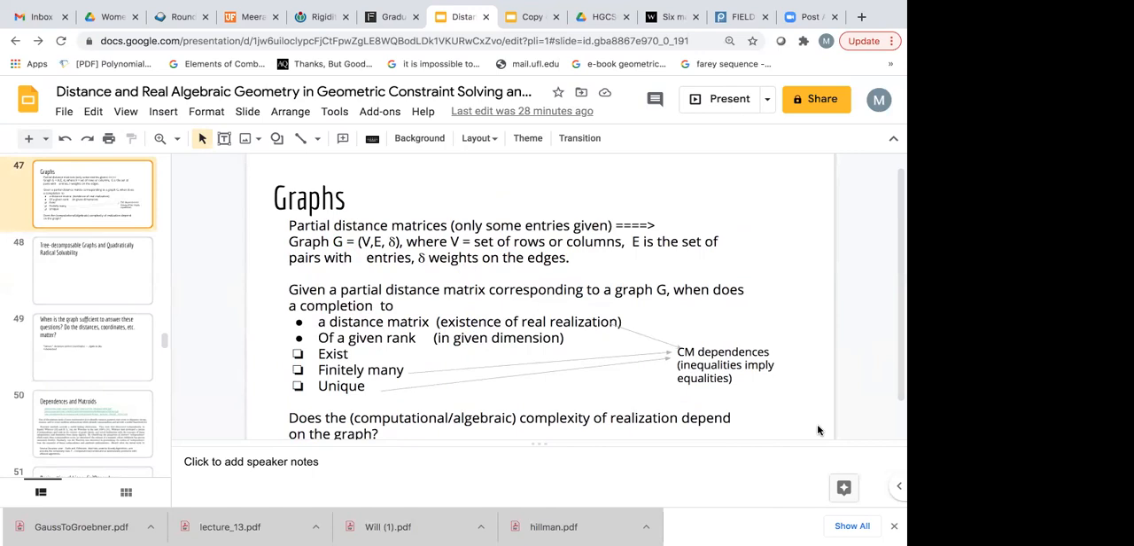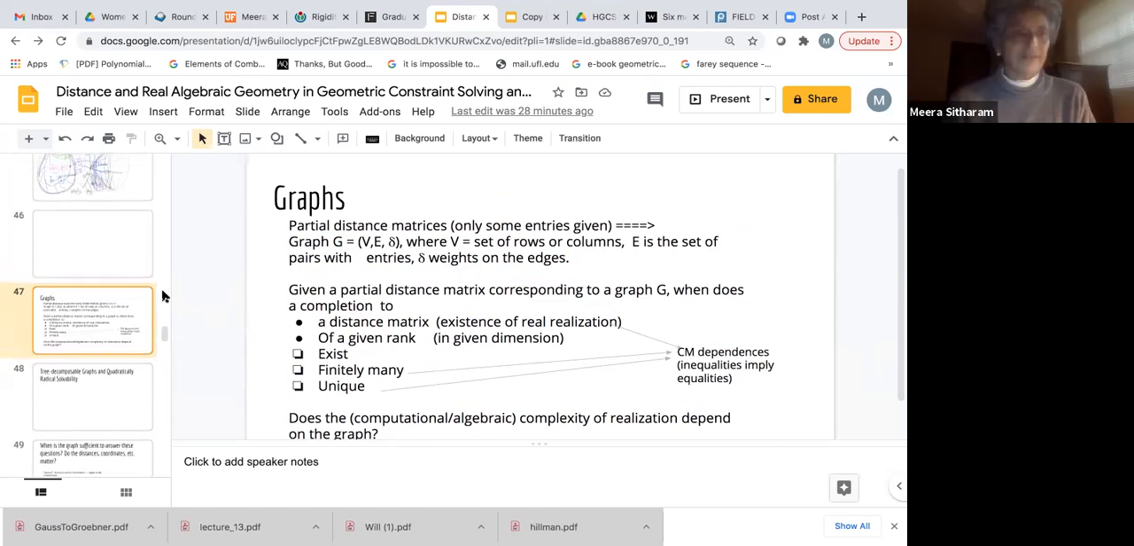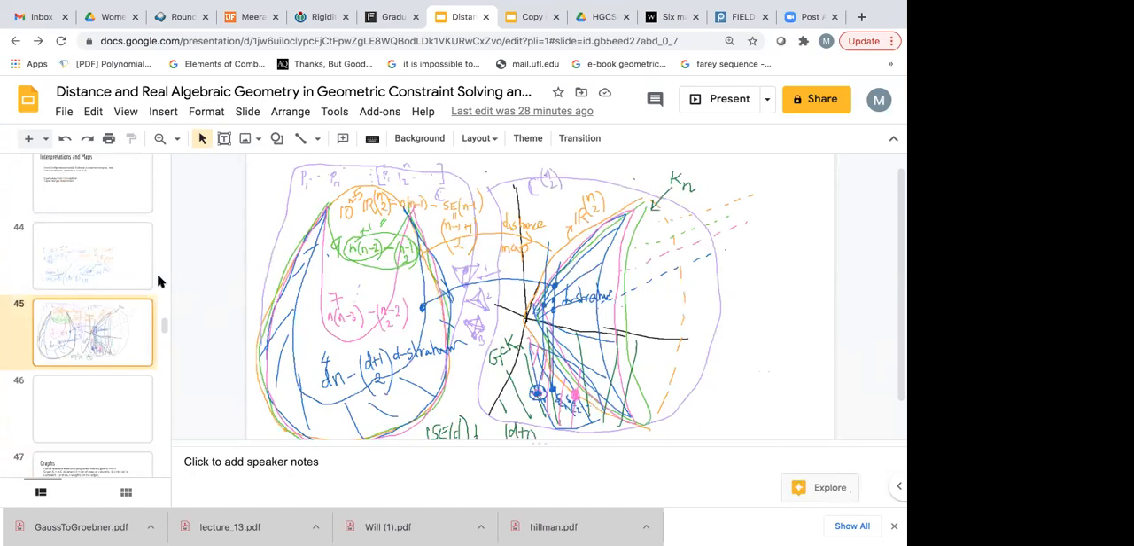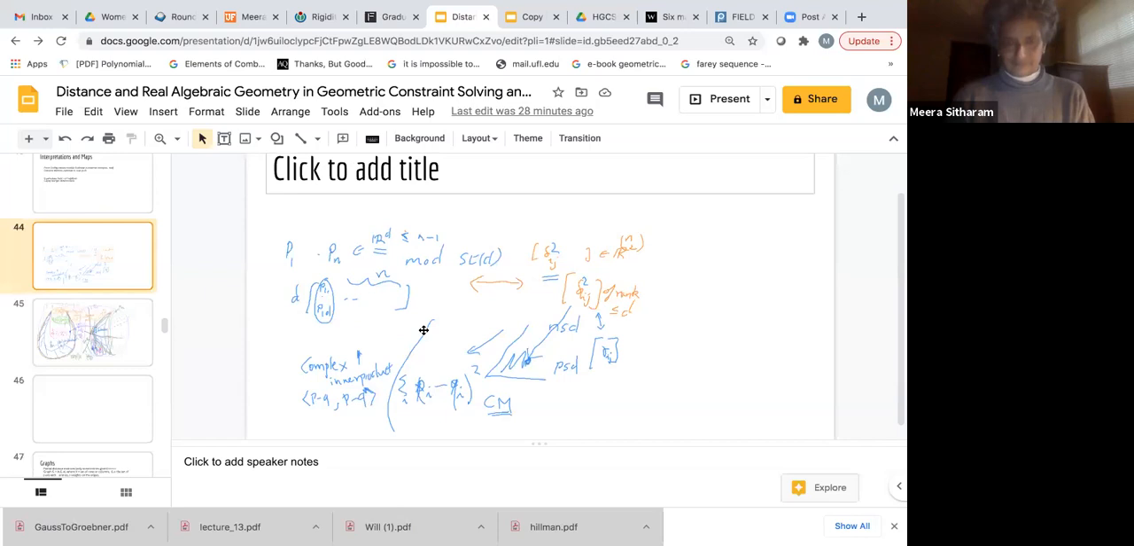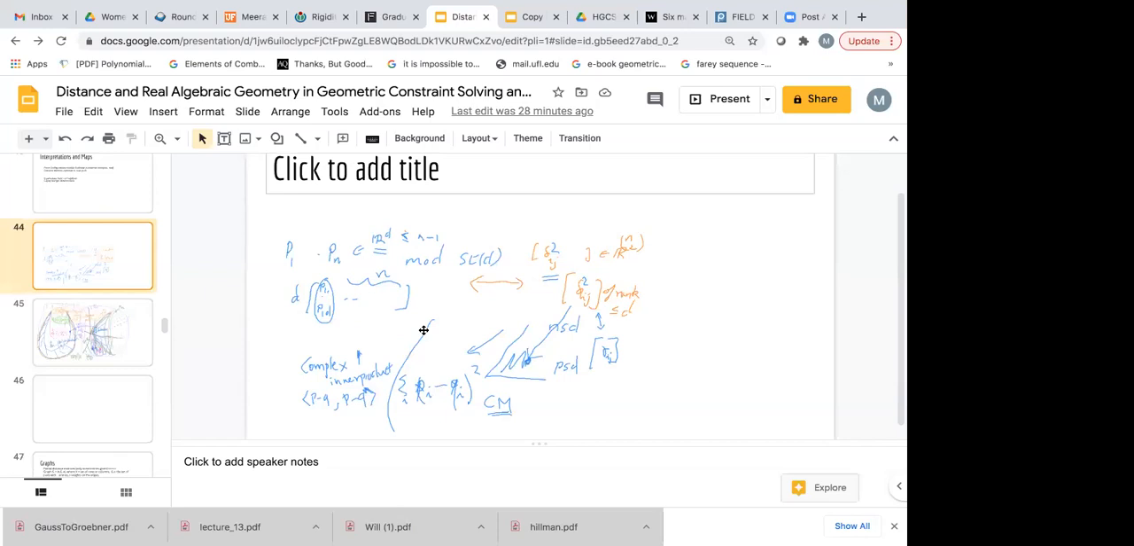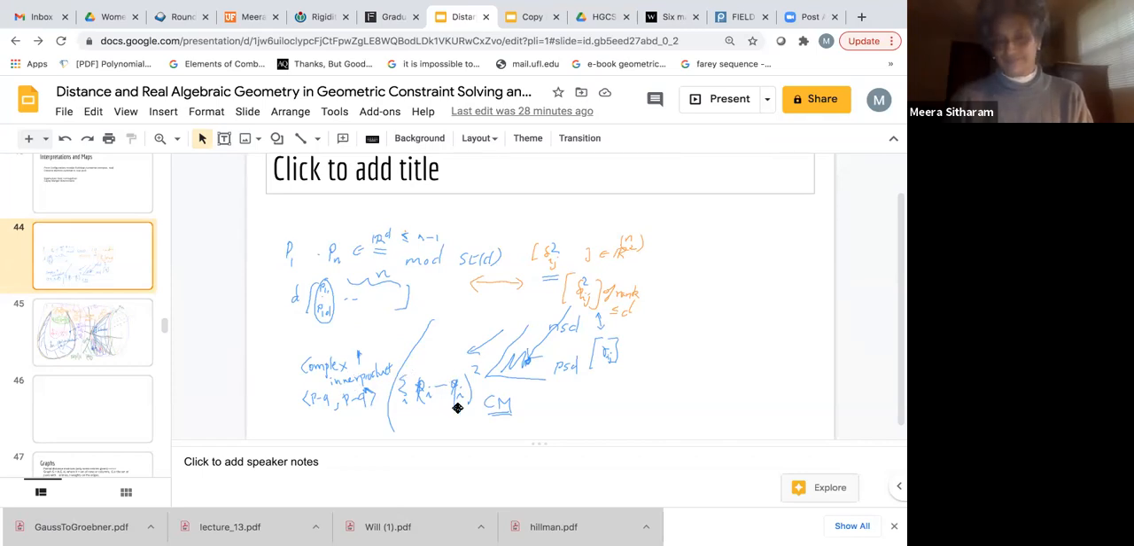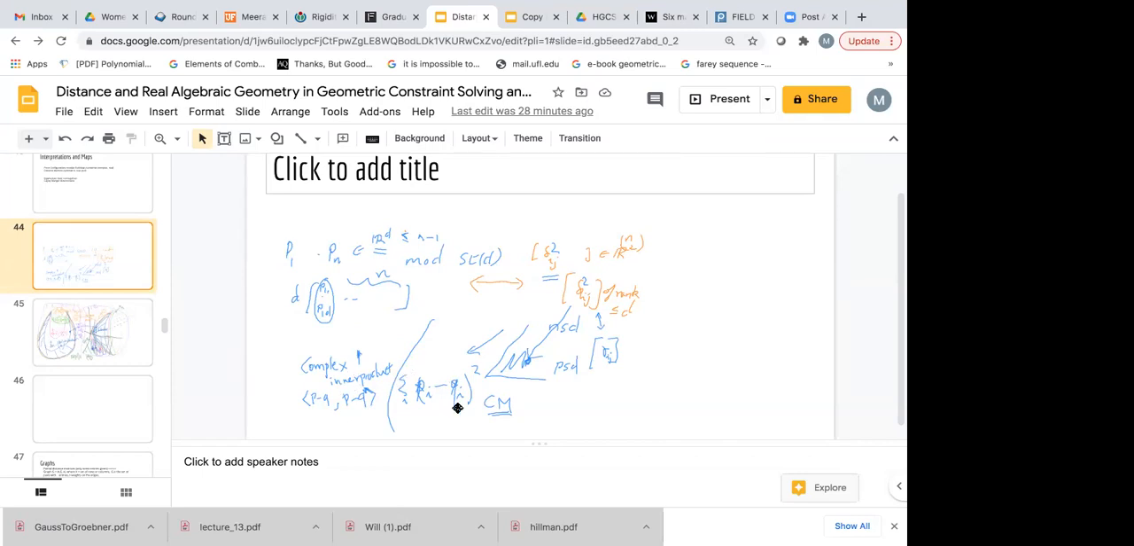Yeah, sure. Just to remember what the map was, we have points P1 through Pn. For each pair Pi, Pj, we take Pi minus Pj and compute its squared distance or its Hermitian inner product with itself. Those are the two maps. That gives us one entry of an n by n matrix whose diagonal consists of zeros.